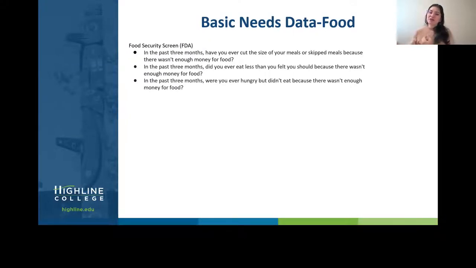The Hope Center for College Community is another. Big leaders, particularly in the area of student housing and food insecurity. So I wanted you guys to see what the examples are, the questions of how we determine food insecurity.